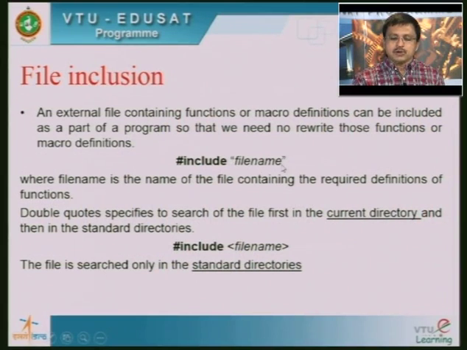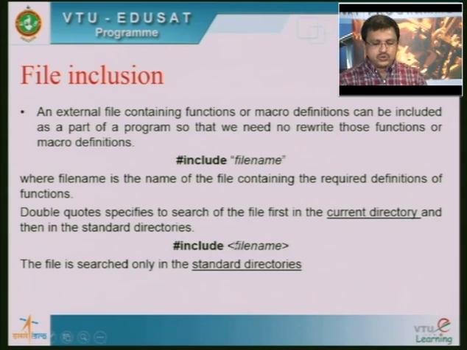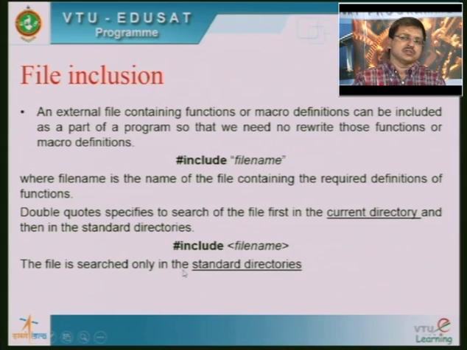So, when you write this in double quotes, the file name is the name of the file containing the required definitions of the functions or macros, and the preprocessor will search for this file name first in the current directory. Okay, when you invoke the preprocessor on a file, whenever it encounters this #include and file name within the double quotes, it first searches for this file in the current directory. If not found, then it will go to the standard directories for the libraries. Whereas, if you use the less than and greater than symbols, by default it only searches in the standard directories.